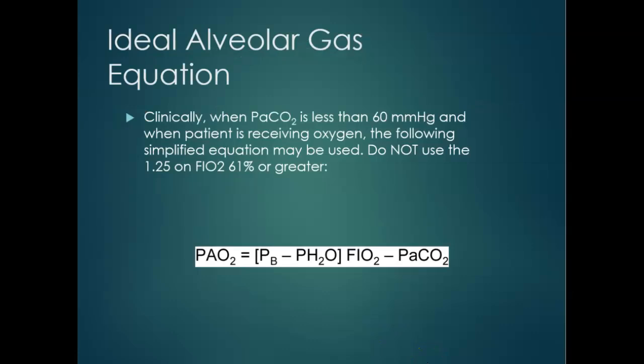Okay, so like I said before, clinically, when the PaCO2 is less than 60, or when the patient is receiving oxygen at 61% or greater, then you're going to simplify the equation by removing that 1.25.